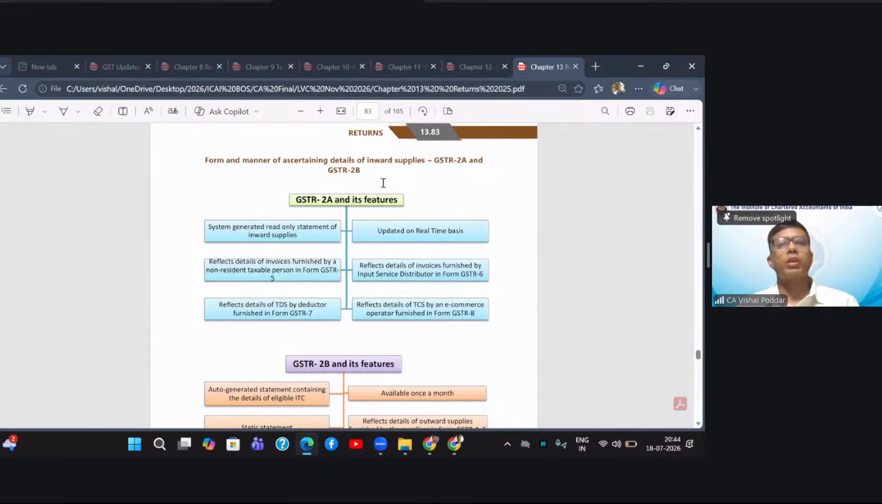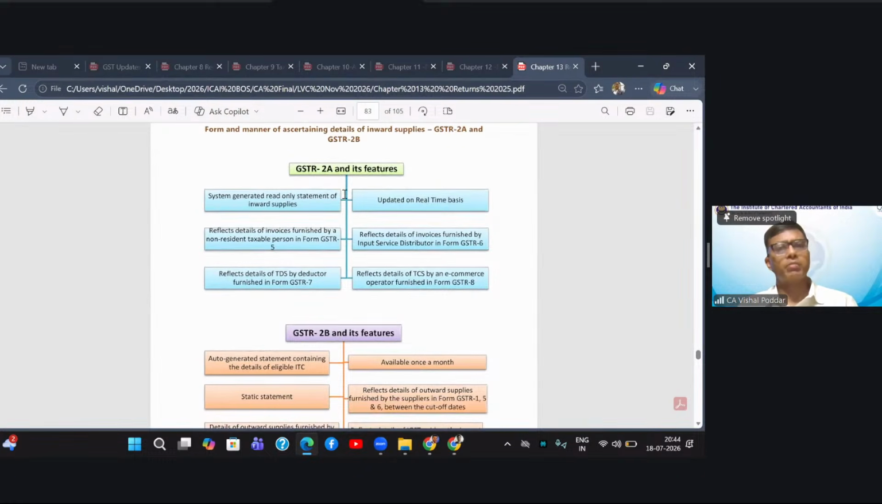Now, what are these auto-populated statements? So there are two auto-populated statements in which I can see what my suppliers have uploaded in their output return. Now, what are these two inward auto-populated statements? One is GSTR 2A, 2B. Both are similar because both are showing my inward supplies, but there is some difference. What are these differences? So GSTR 2A, which is a system generated statement, is updated on real-time basis.